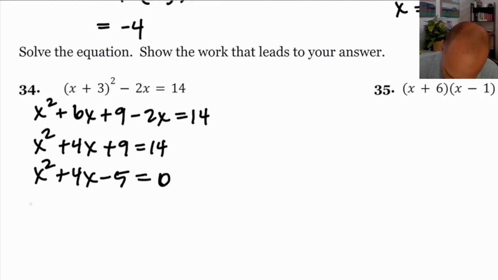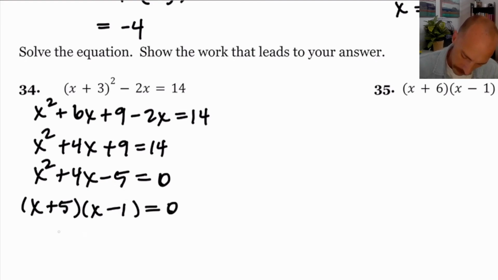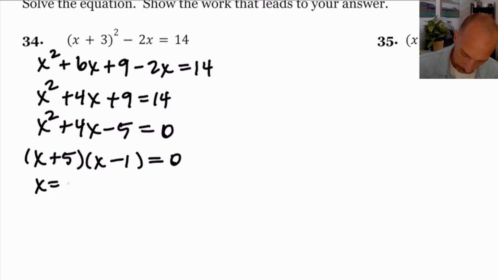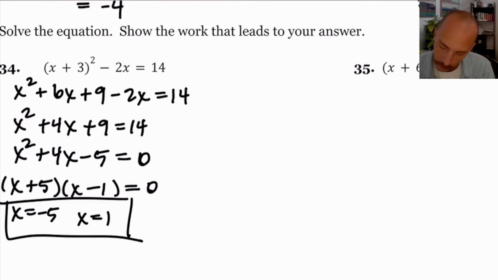Okay, yeah, this is factorable. I'm looking for x plus 5 times x minus 1. Positive 4x minus 5, yeah. And so either x plus 5 is going to equal 0, or x minus 1 is going to equal 0. All right.